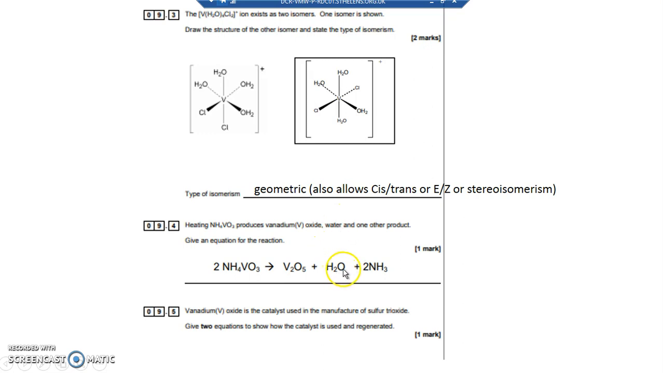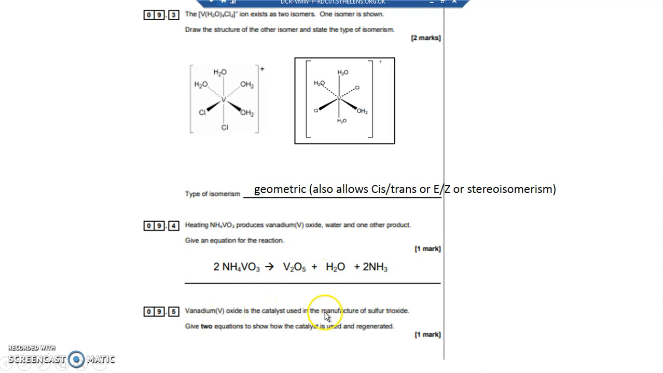It also says it makes water, and then you've got to work out what you've got left. Well, you've got some N's that you've not used, and you've got some H's that you've not used, so it makes ammonia. Okay, you probably have to work that out, something with N's and H's in it, and then you can balance it. You're going to need 2 V's, so you're going to need 2 in front of the NH4VO3. That means you're going to need 2 NH3s to balance it up.